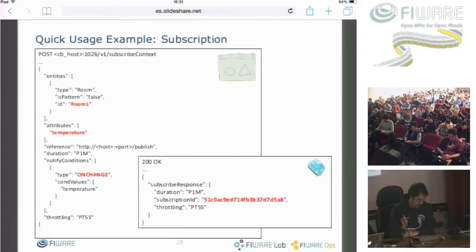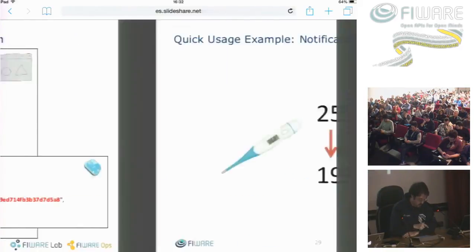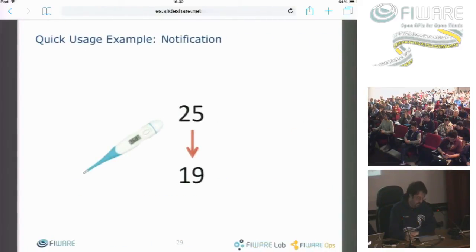Okay, in the slide, in the right part, you can see the response to a subscribe context operation. It's not the information about room 1, it's just an ID that will allow you to manage the subscription. You also have methods to cancel the subscription and to update the subscription, but as you can see, the actual information about the entity is not there. Why is it not there? Because that information is supposed to be in the notification, not in the response to the subscribe context.